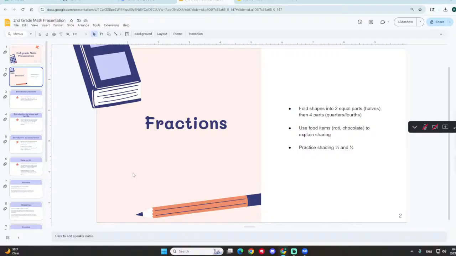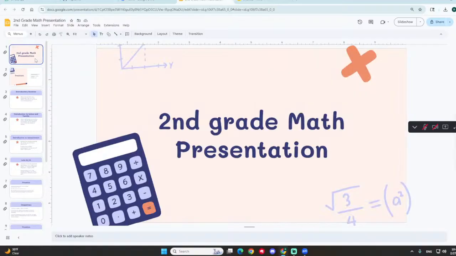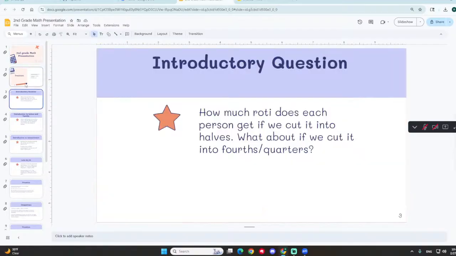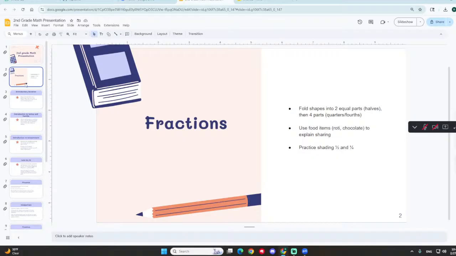So today we're going to be learning about fractions, folding shapes into 2 equal parts, halves, then 4 equal parts, quarters or fourths. We'll be using food items, roti and chocolate, to explain sharing. We'll practice shading 1/2 and 1/4.